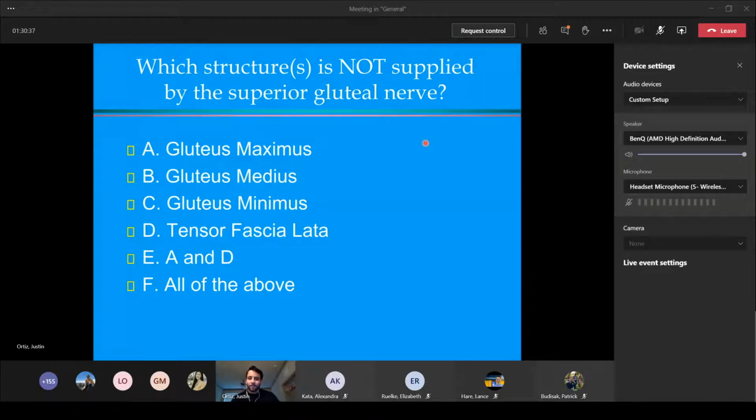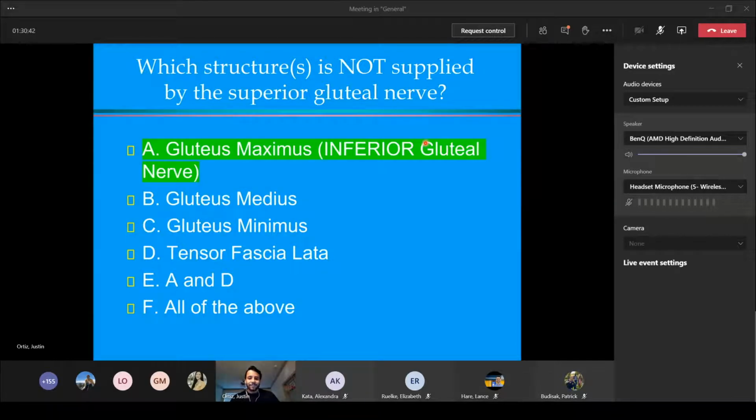Okay, so it is actually going to be A. Which one is not supplied by the superior gluteal nerve? That's going to be gluteus maximus. Remember, it's a ginormous muscle, but it's only going to get inferior gluteal nerve. The reason why I put tensor fasciae lata in there is because I don't want you to forget that superior gluteal nerve also supplies tensor fasciae lata. That was the first muscle we talked about.